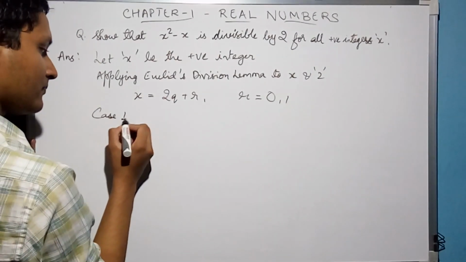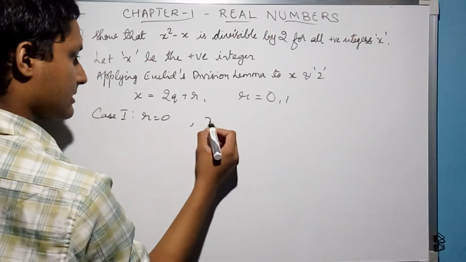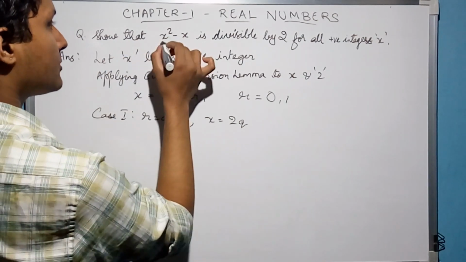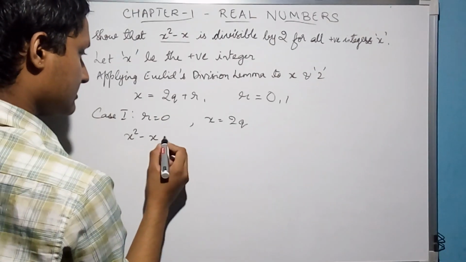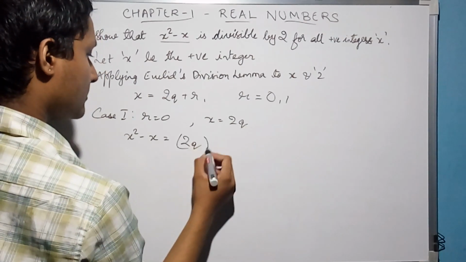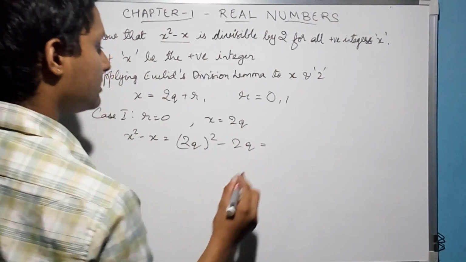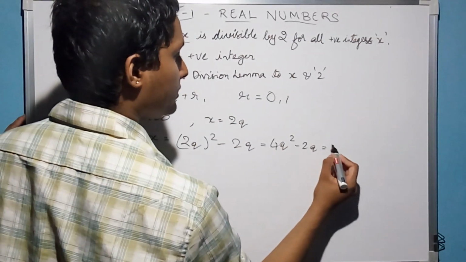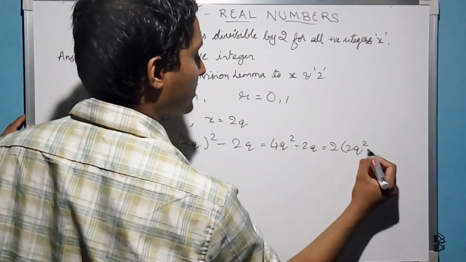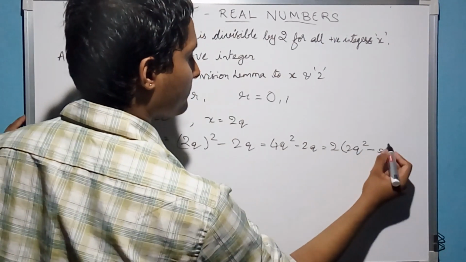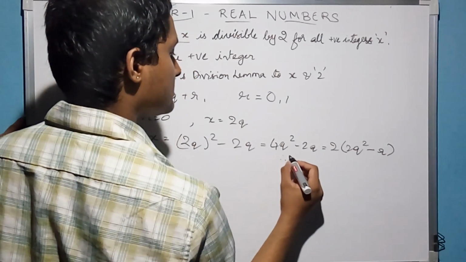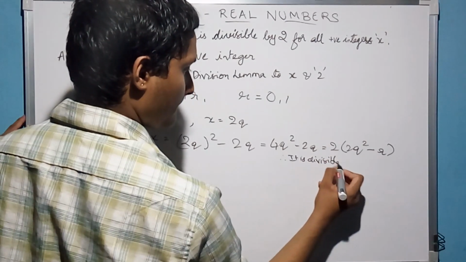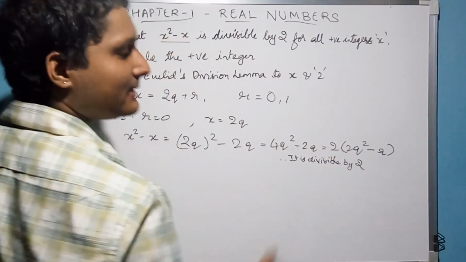In the first case, r is equal to 0, that means x is equal to 2q, and you need to find x square minus x here. x square minus x is equal to 2q whole square minus 2q. From here you can take 2 common, that is 4q square minus 2q, or 2 common, 2 into 2q square minus q. Therefore this is divisible by 2, or it is a multiple of 2.